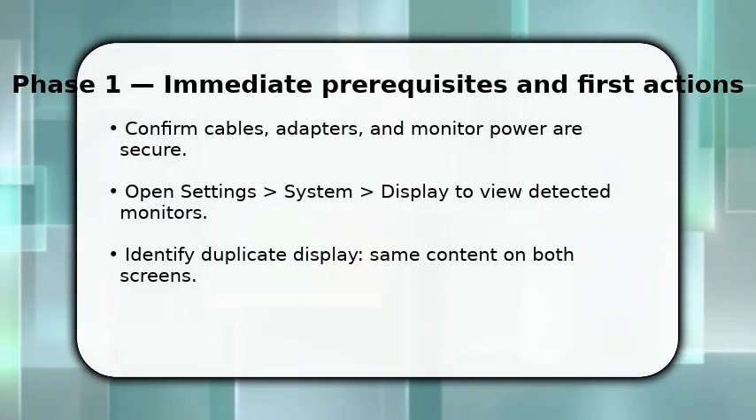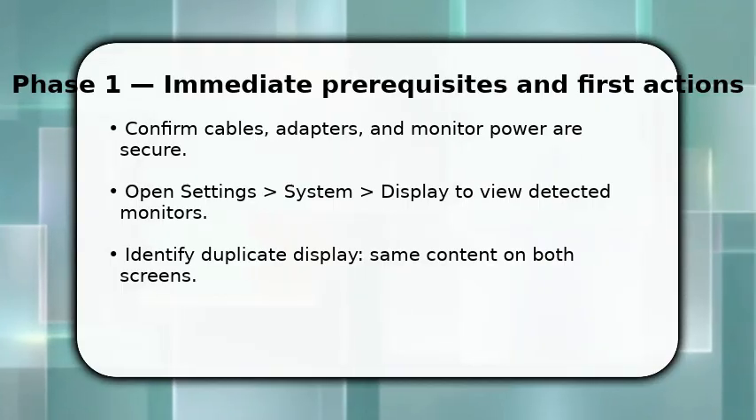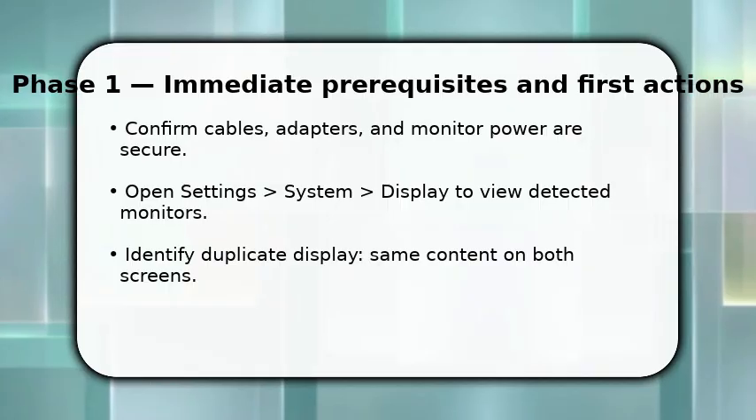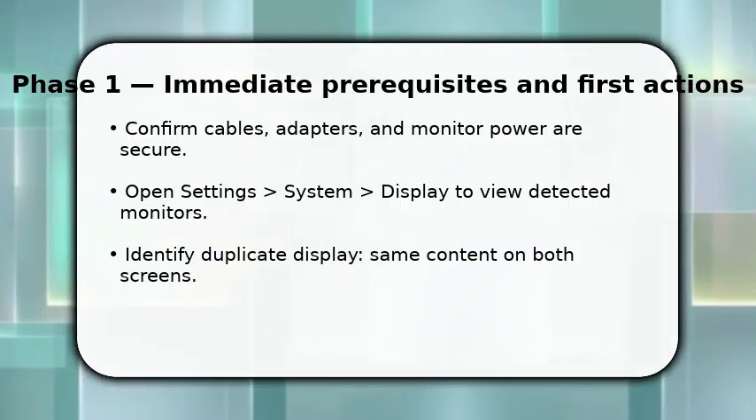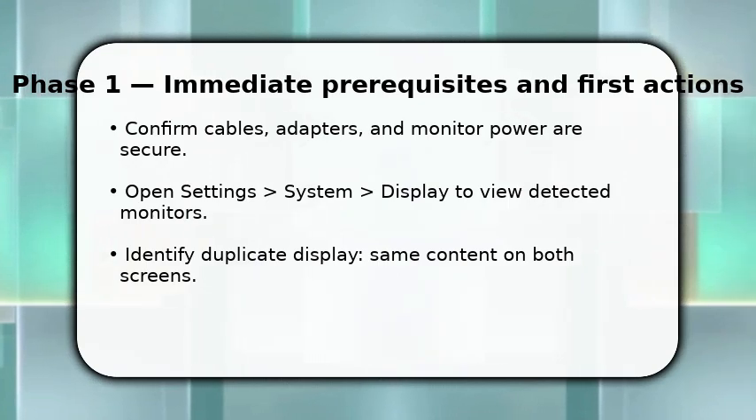Then open Settings, go to System, and choose Display so you can see how Windows enumerates monitors. Once done, identify whether Windows shows two identical displays. This is the duplicate symptom. You're now positioned to change the display mode and driver settings.